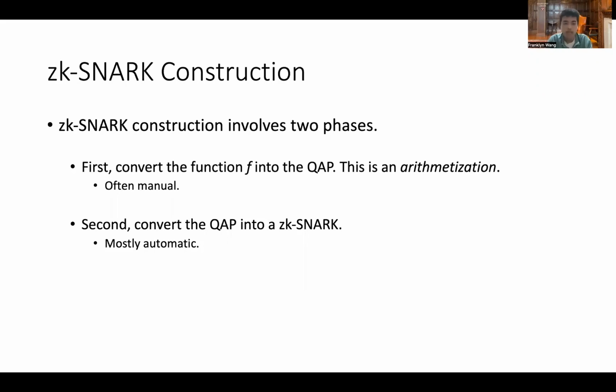And in the second phase, we convert this QAP into a ZK-SNARK. It turns out that once we have the QAP, the conversion into a ZK-SNARK is relatively more straightforward. And the reason we have the QAP is because the QAP form of a function is particularly easy to encode into a zero-knowledge proof.